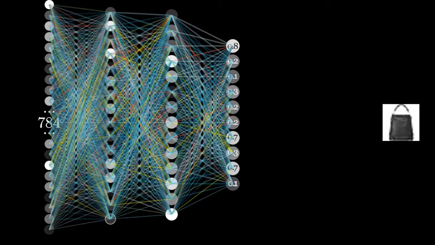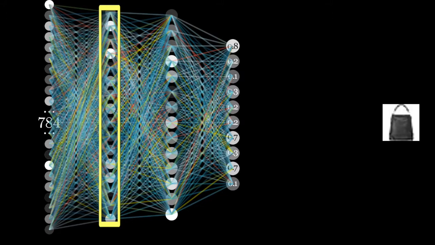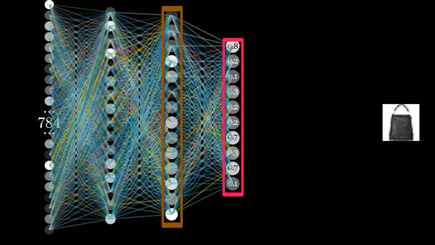Then the network takes over. It multiplies weights, adds biases, and feeds the first layer. Neurons in this layer become active. Their level of activation is determined by inputs, weights, biases, and that neuron's activation function. This process continues all the way to the activations of our output layer.